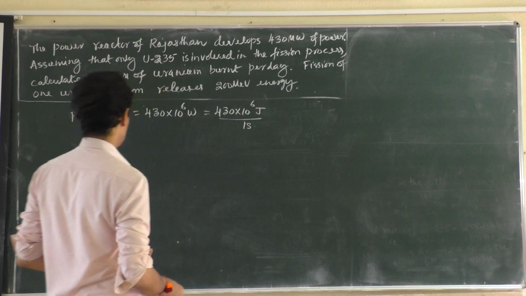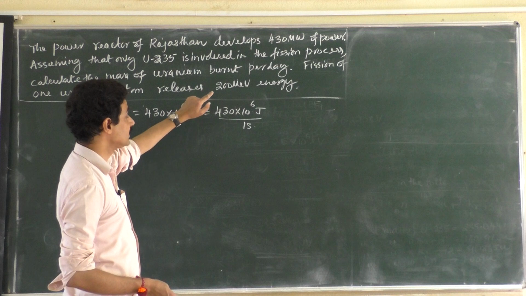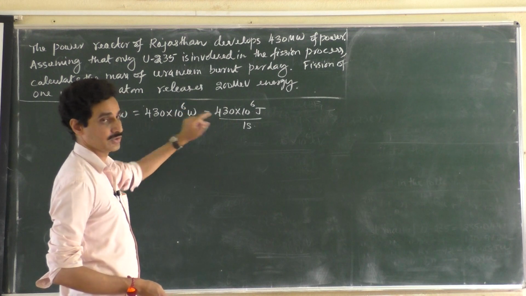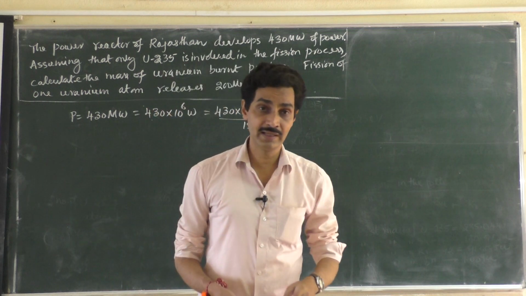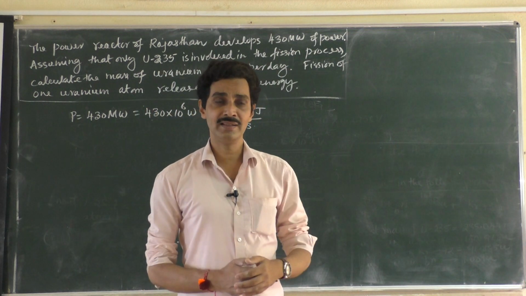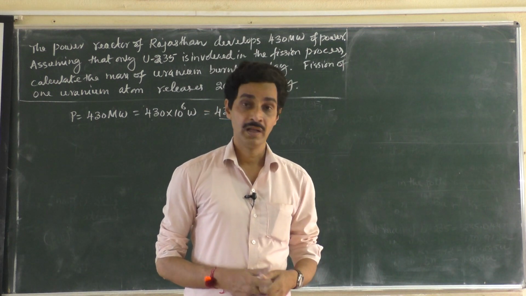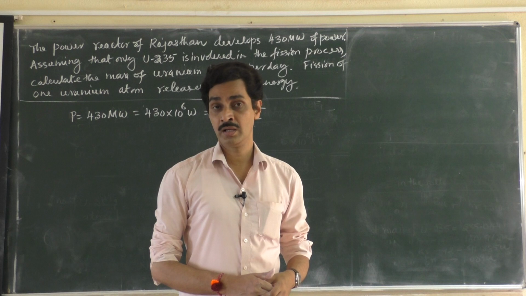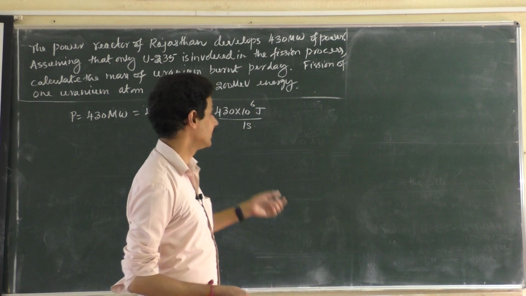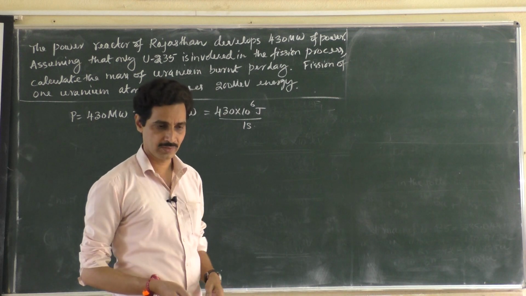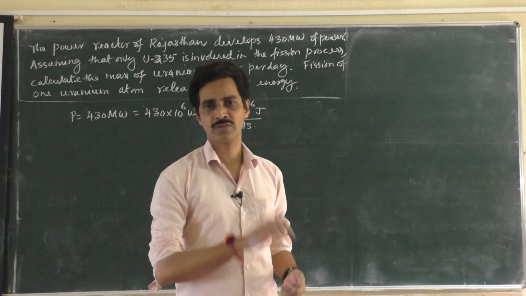Now what is the question? Energy per fission is given. That means how many fissions will make this much energy? You see, 200 million electron volt of energy is released in one fission. Suppose for some reason I need 800 million electron volt of energy. How many fissions do I have to depend on? I have to depend on 4 fissions, because one fission produces 200 million electron volt of energy. I need 800 million electron volt, so I have to wait for 4 fissions to occur.